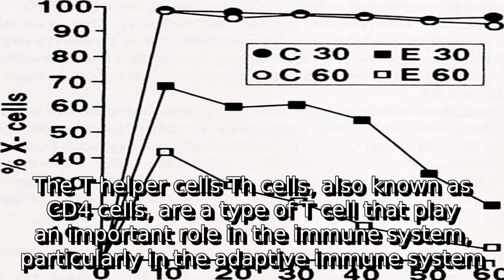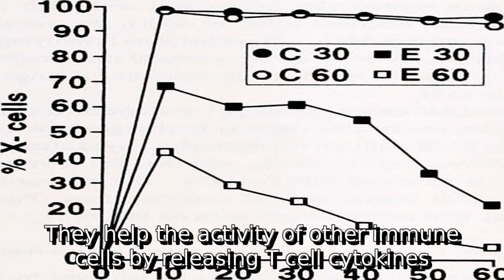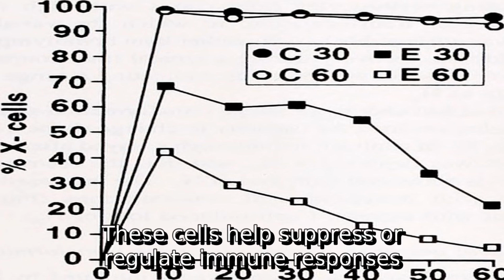The T helper cells, Th cells, also known as CD4 cells, are a type of T cell that play an important role in the immune system, particularly in the adaptive immune system. They help the activity of other immune cells by releasing T cell cytokines. These cells help suppress or regulate immune responses.